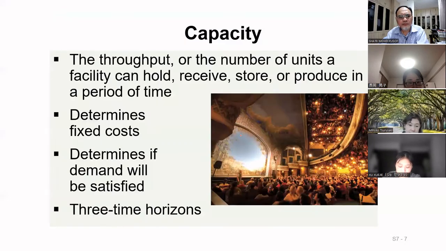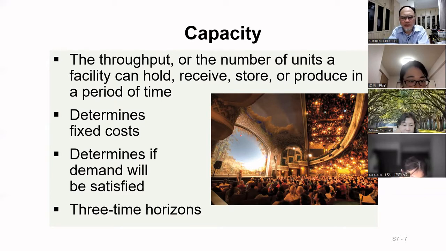explain in detail. Now, capacity. I forgot to ask you a question. Can you read the first sentence, Akiko, on capacity? The throughput or the number of units our facility can hold, receive, store, or produce in a period of time. Yes. Okay, so this is the definition of capacity.